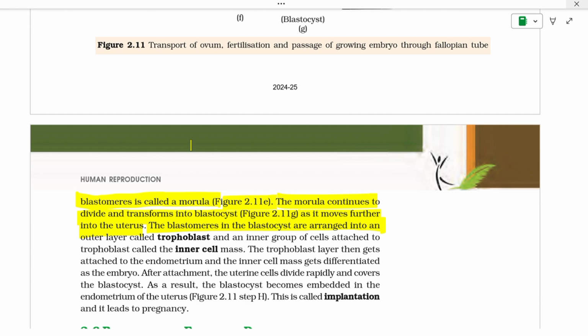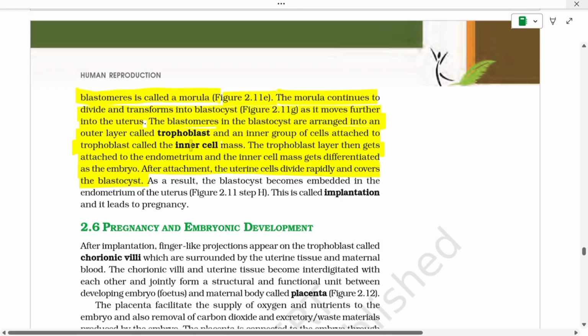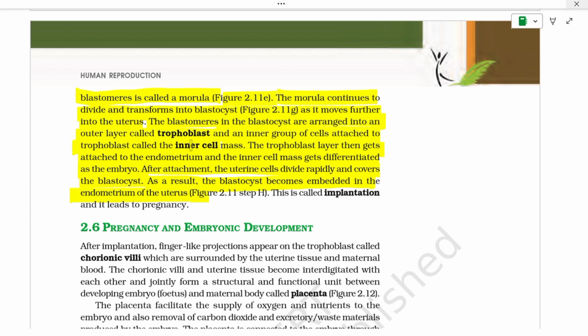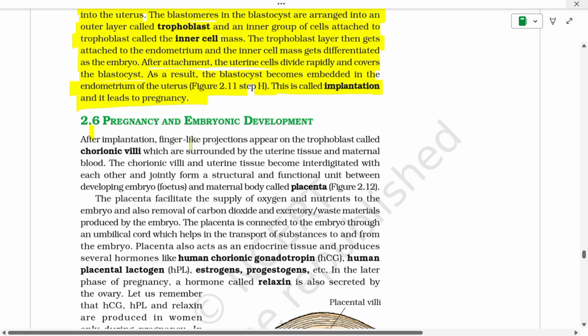The blastomeres in the blastocyst are arranged into an outer layer called trophoblast and an inner group of cells attached to the trophoblast called inner cell mass. The trophoblast layer then gets attached to the endometrium and the inner cell mass gets differentiated as the embryo. After attachment, the uterine cells divide rapidly and cover the blastocyst. As a result, the blastocyst becomes embedded in the endometrium of the uterus, figure 2.11 step h. This is called implantation and leads to pregnancy.